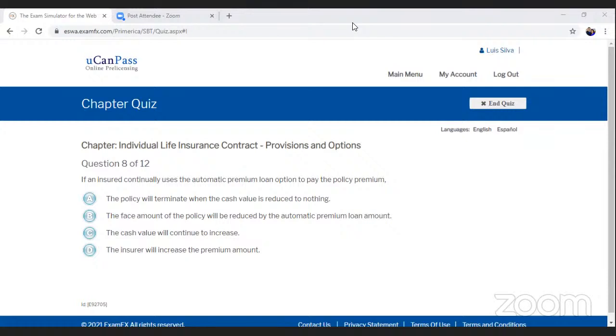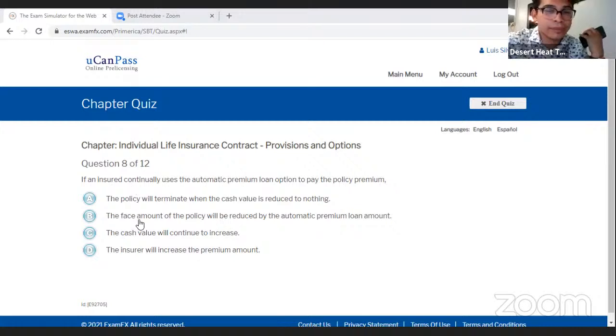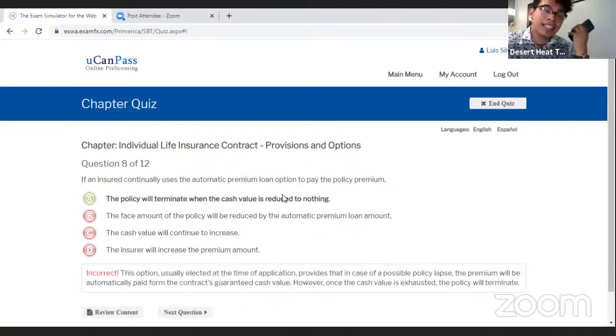I'm going to go with A. I don't know about C or D, so it could be A or B. C or D, I will do away with. So which one do you guys think it is? B? Okay, let's try B. Oh, it's actually A. The policy will terminate when the cash value is reduced to nothing. So now that you don't have any cash value, it will terminate.